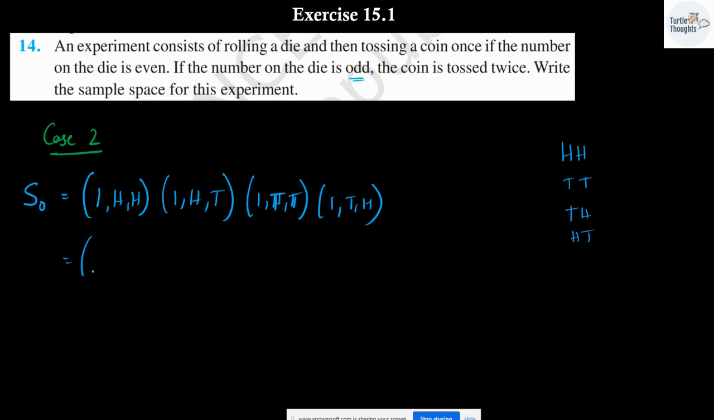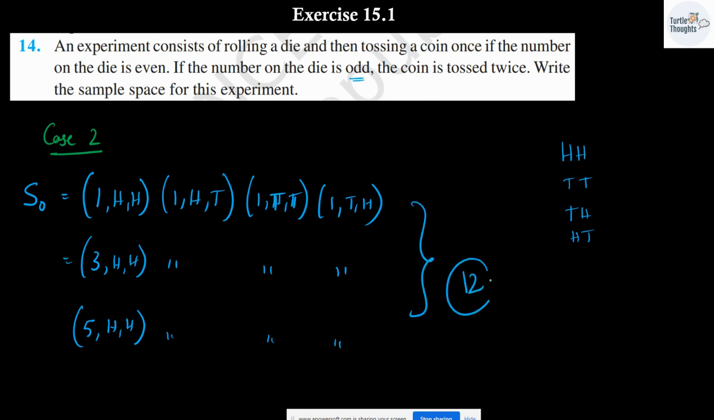But you can get 3 also, because 3 is also an odd number. So the same thing you have to be mentioning. The only difference is you will be starting out with 3 and also 5. Totally here you are going to have 12 possible outcomes. Sample space of rolling a die and then getting an odd number is 12.